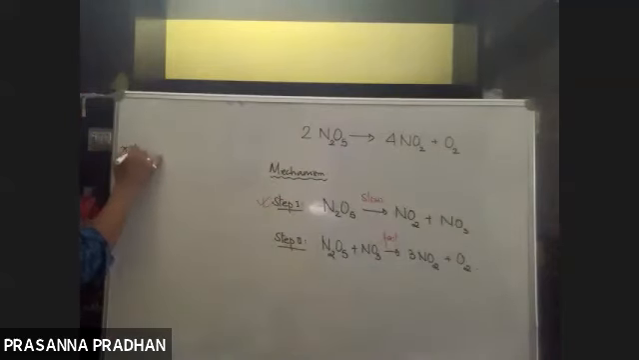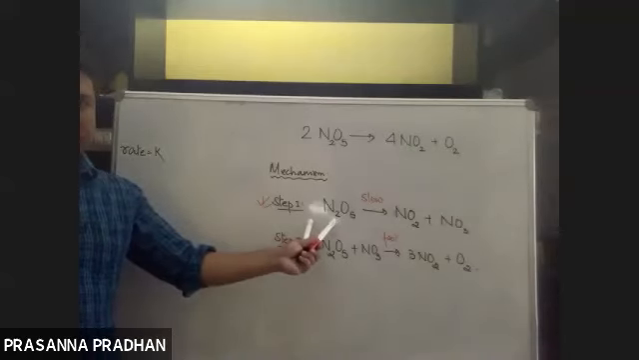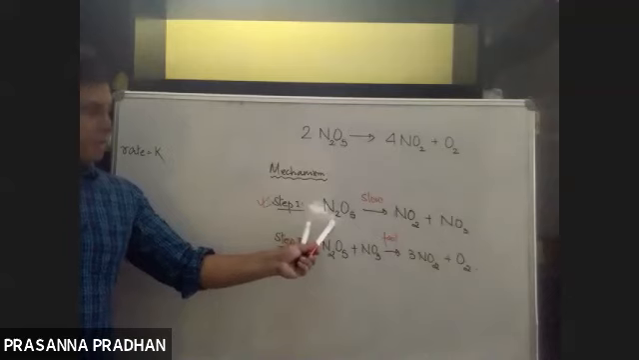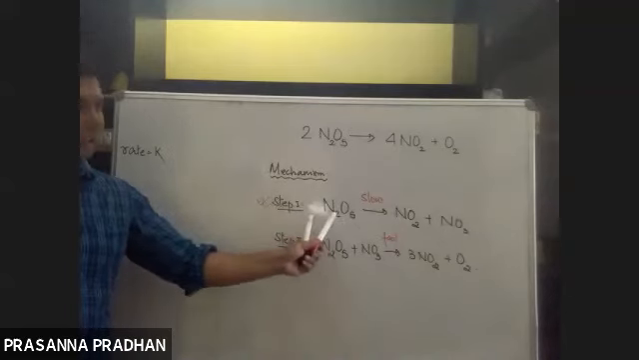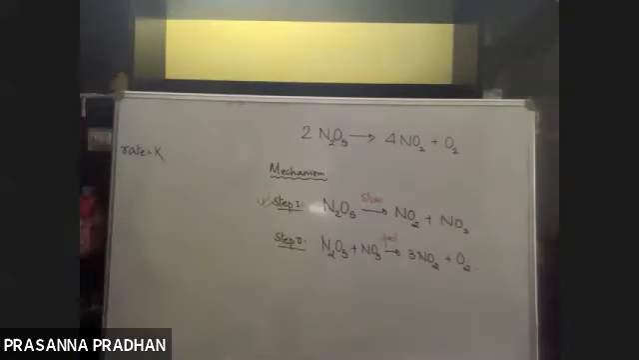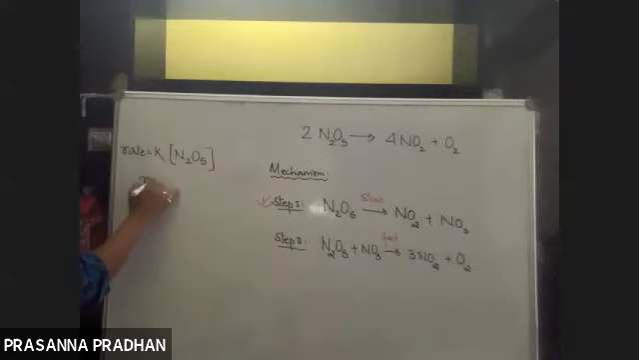It's given. Don't worry. It will be given. So now, what will be the rate of the overall reaction? The rate of the overall reaction is given by the rate of the slowest step. Slowest step is this. So we write down the rate expression by looking at the slowest step. So in the slowest step, we have only N2O5. So rate will be equal to K concentration of N2O5. So what is the order? 1.